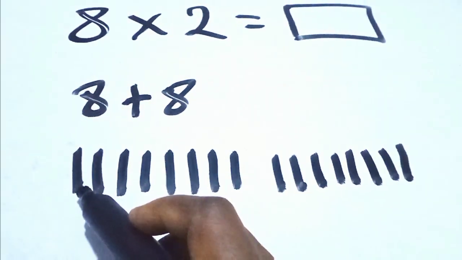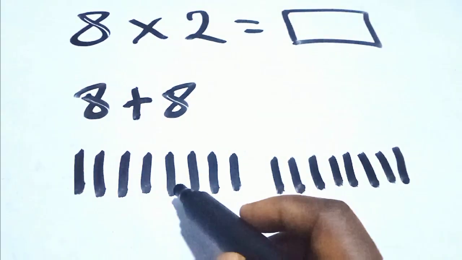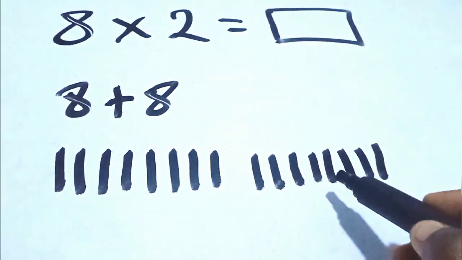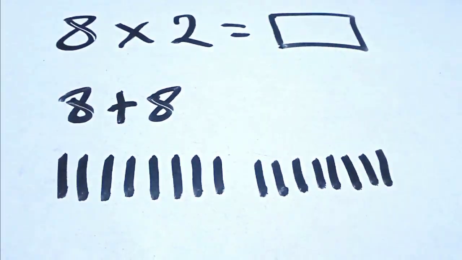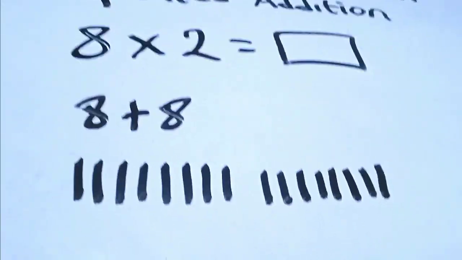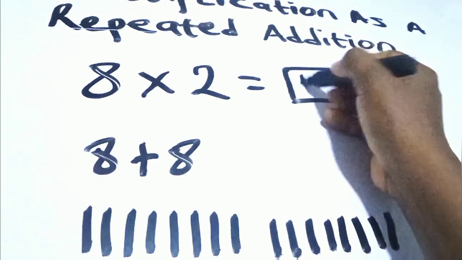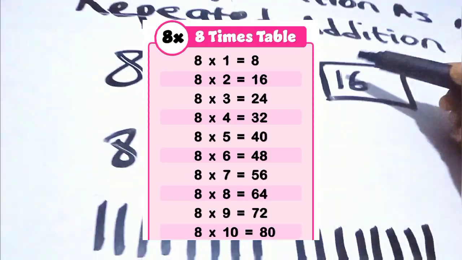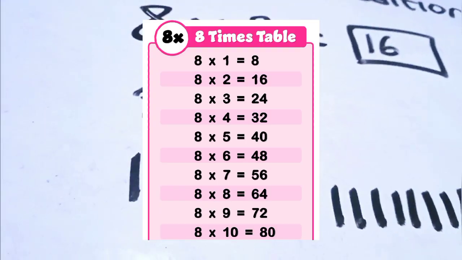So let's add together. 1, 2, 3, 4, 5, 6, 7, 8, 9, 10, 11, 12, 13, 14, 15, 16. So 8 times 2 is what? 16. So check your multiplication table and find out what 8 times 2 is, whether our 16 is correct. You will discover it's correct.